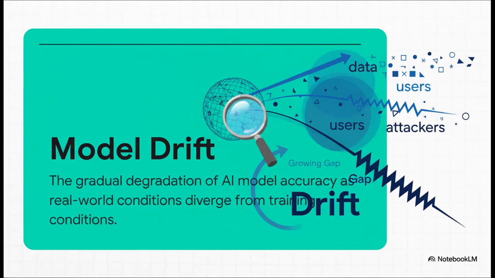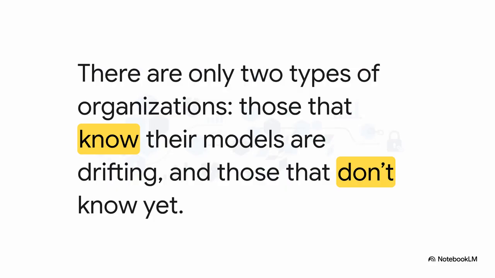So here's the official definition, but really, just think of it as an inevitable decay process. Your model was trained on a picture of the past, but it has to operate in the present. And the gap between that training world and today's ever-changing reality, well, that gap is drift. Look, it really boils down to this. This is not an if question. It's a when and how fast question. The only choice you really have is whether you're going to be the organization that monitors and manages it or the one that gets caught completely by surprise down the line.